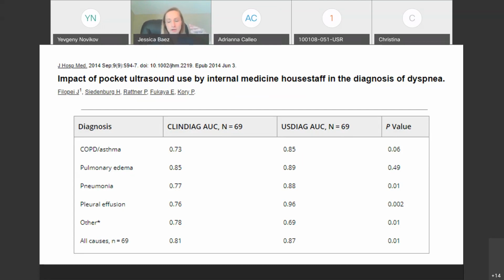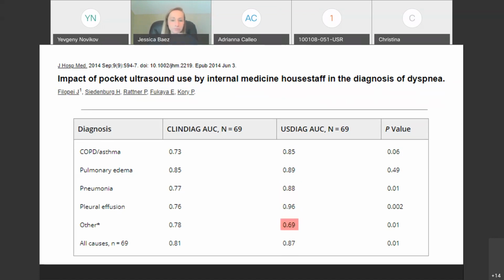And they presented their numbers in terms of area under the curve, so closer to 1 is better. They found a statistically significant improvement in the diagnostic accuracy when it comes to diagnosing pneumonia and pleural effusions, and then this sort of all causes, so across the board, which is super nice because it's performed by the residents themselves with a fairly limited amount of training. One important note, though, is they had a statistically significant decrease in the diagnostic accuracy in this other cause category, and specifically these were diagnoses of anemia, ascites, and dehydration.